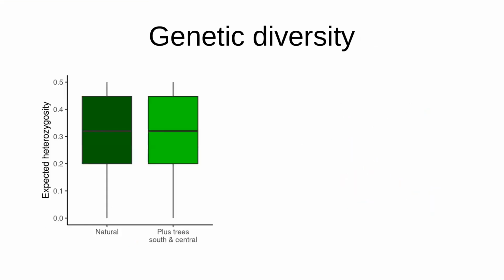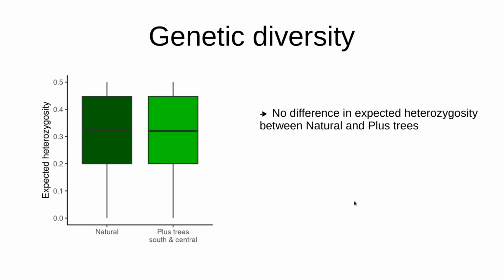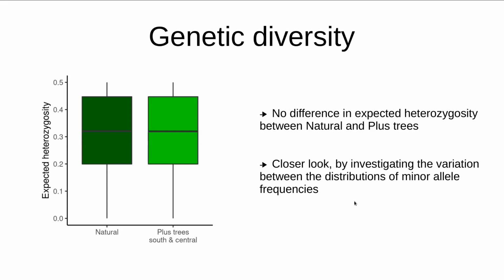So then we can take a look at genetic diversity. There are several ways to measure genetic diversity. And here you can see the box plots of the expected heterozygosity in natural and plus trees. You can see that there's basically no difference in expected heterozygosity. But we're going to take a closer look by investigating the variation between the distribution of minor allele frequencies.